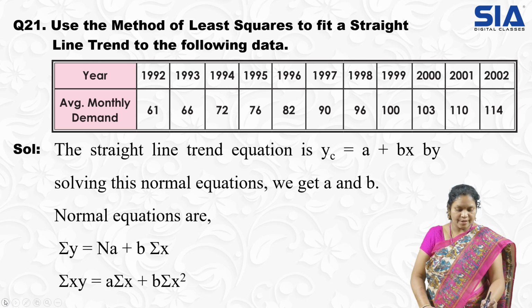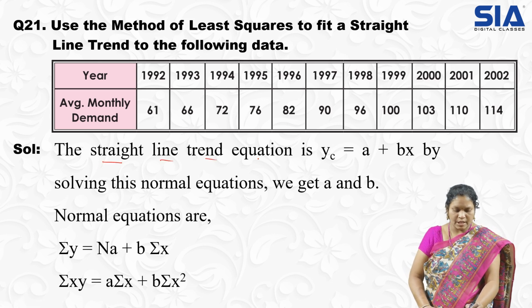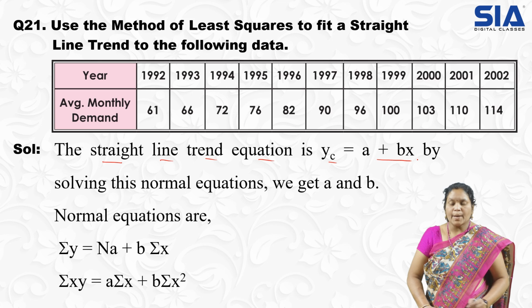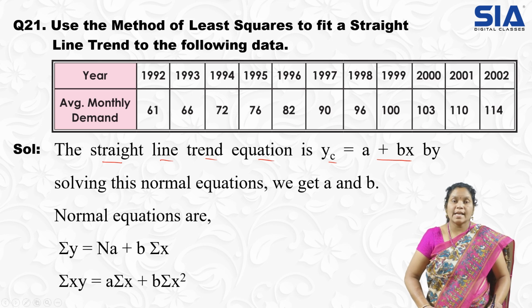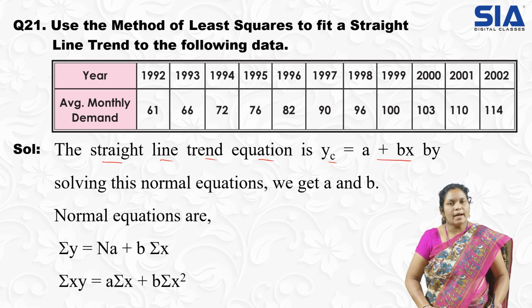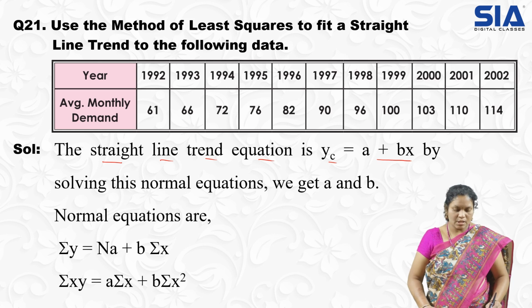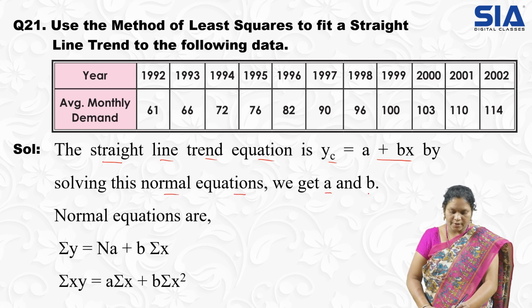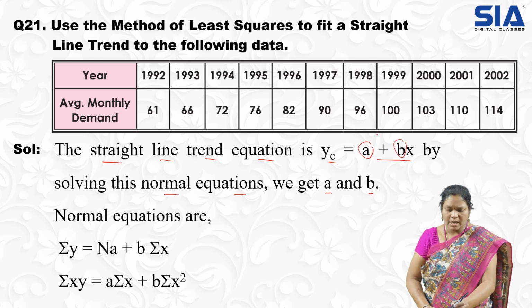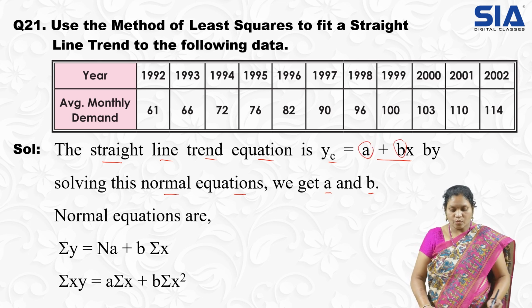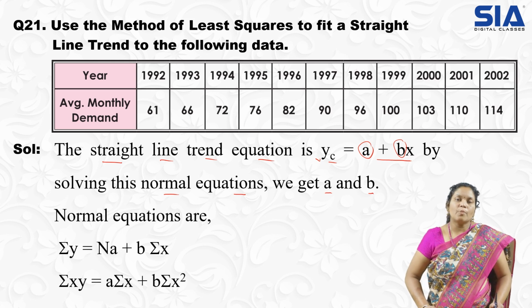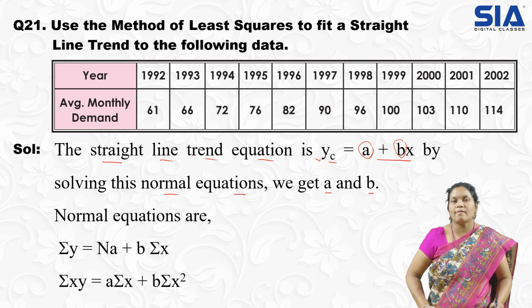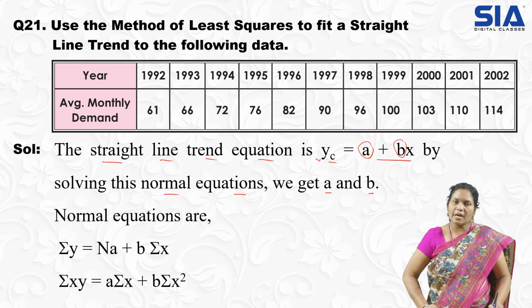So here is the straight line trend equation. The straight line trend equation is yc equals a plus bx. This is your straight line equation formula. For that we have some normal equations, so that we can solve them and get some constant values, that is the a and b values. These a and b values we need to find out. Whatever straight line we obtain will give us the trend values. To get that we have some normal equations. Let us check that also.